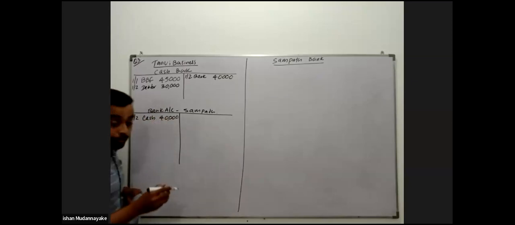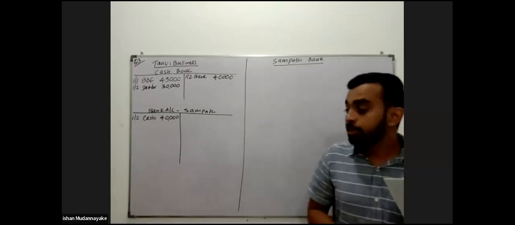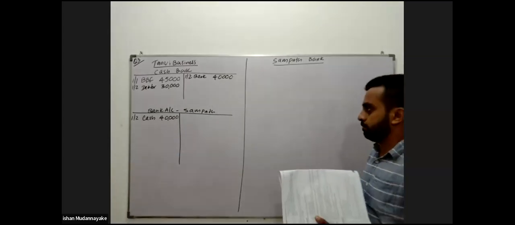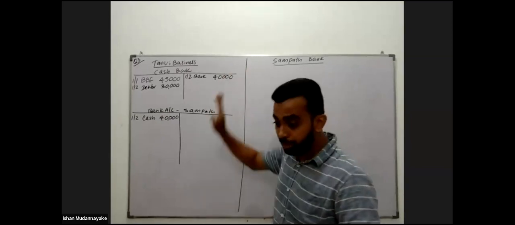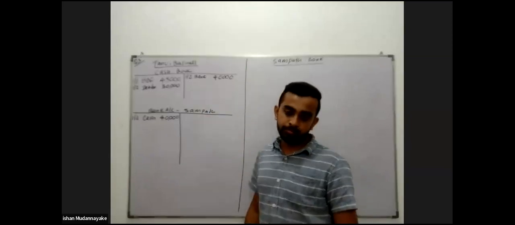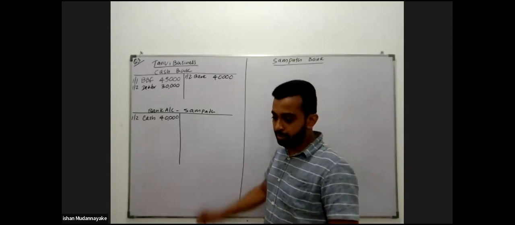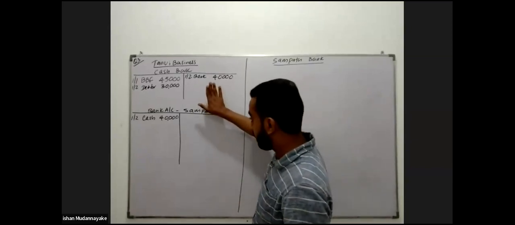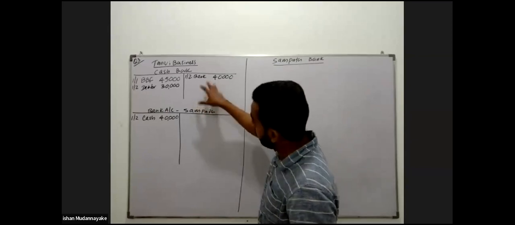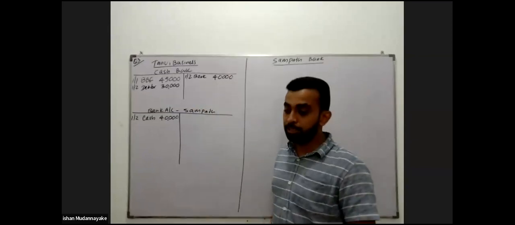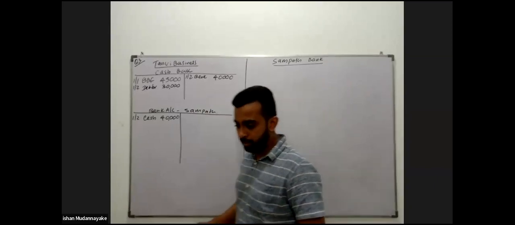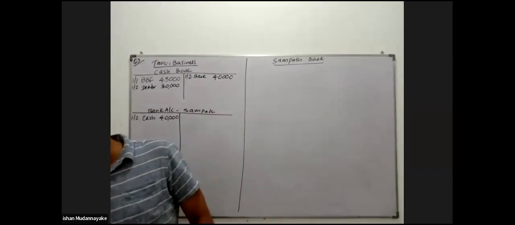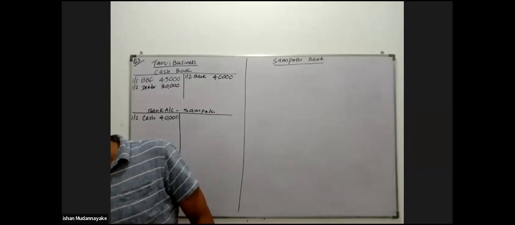Here, Thanvi deposited 40,000 in Sampath Bank to open an account. This is a double entry passed in the Thanvi business organization, within the business of Thanvi. Okay, this is a transaction. Thanvi needs to pass a double entry. This is a double entry passed by Thanvi in her business organization.